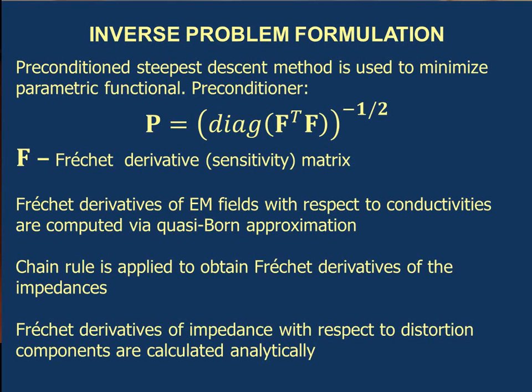This is one of the hardest parts of the whole inversion, and the most time-consuming and memory-consuming part is this Fisher derivative matrix, and we use the quasi-Born approximation to compute it. To compute it with respect to conductivities, and with respect to distortion components, it can be computed analytically.